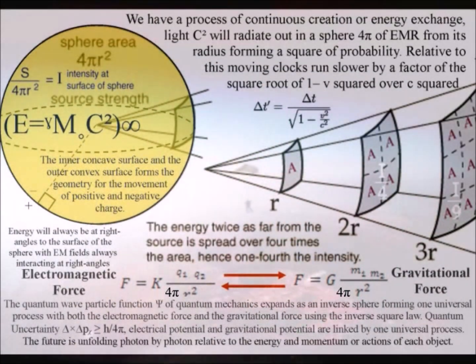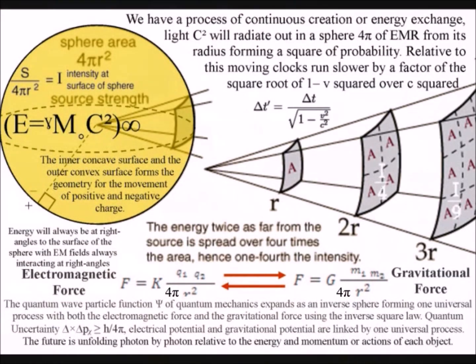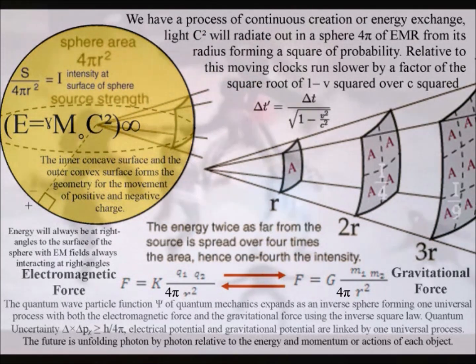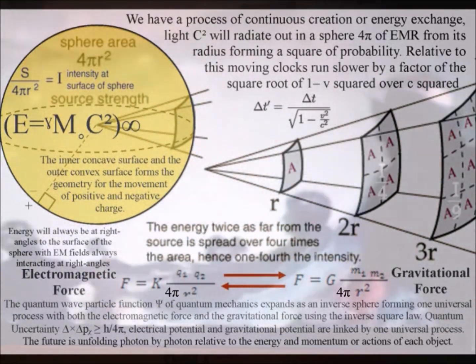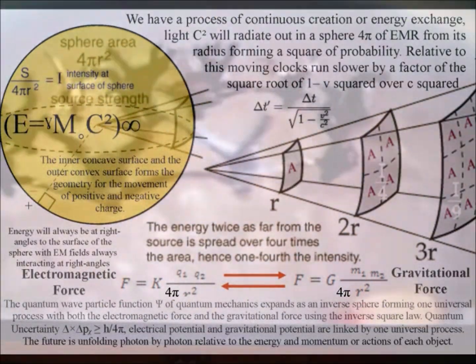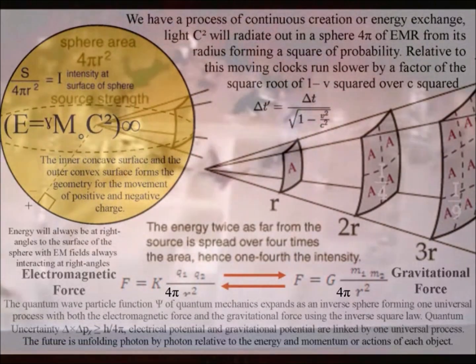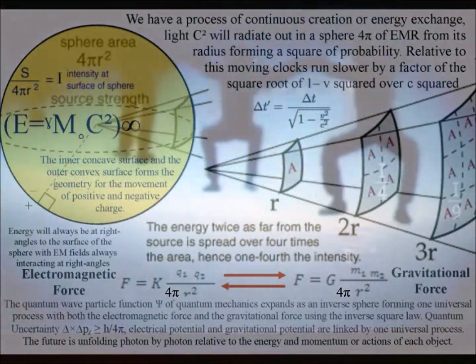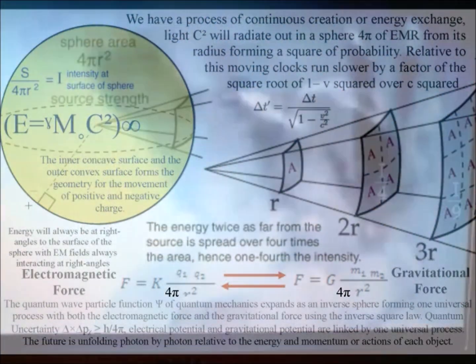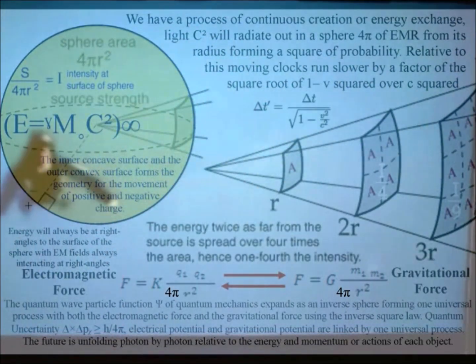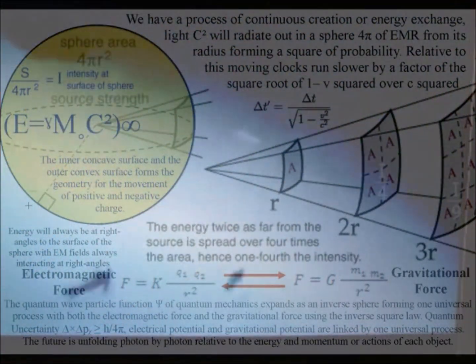Gravity is an emergent part of this geometrical process that naturally forms the inverse square law of electromagnetic fields and gravitational fields. The wave-particle duality of light and matter in the form of electrons are forming an interactive process that we can interact with, forming a future relative to the energy and momentum of our actions.